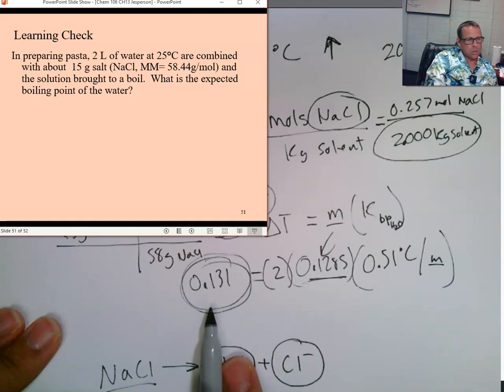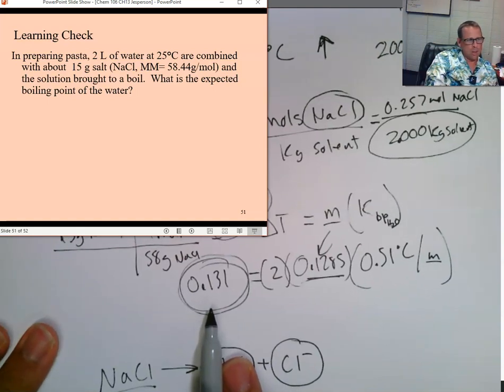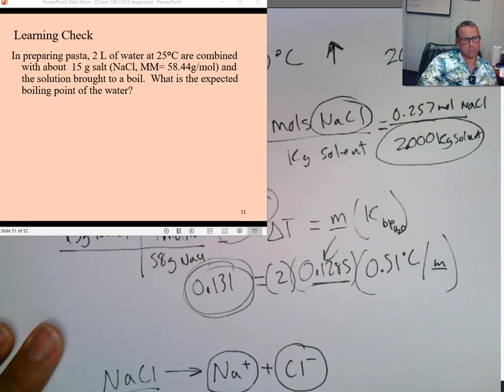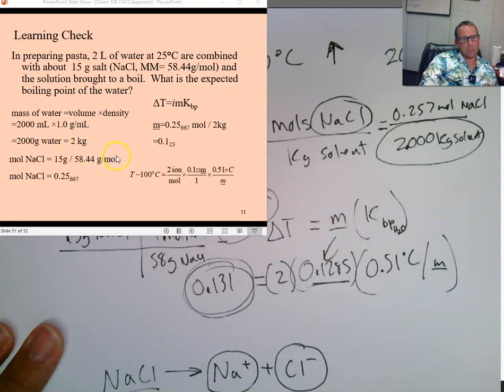All right. So the new boiling point is going to be what then, Landon? Just be 100 degrees Celsius plus 0.131. That's right. Very good. So now our new boiling point is 100.1 degrees Celsius. Very good.